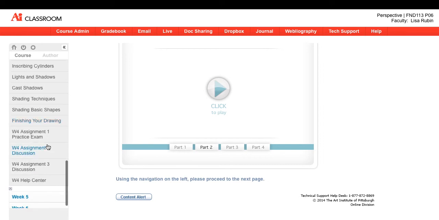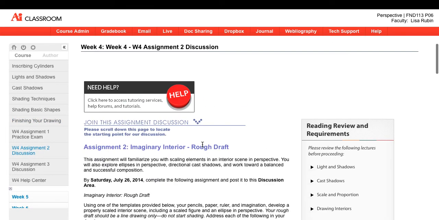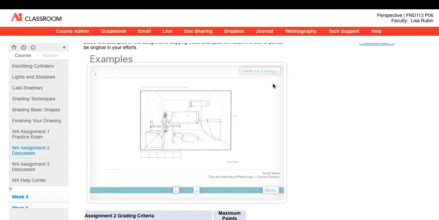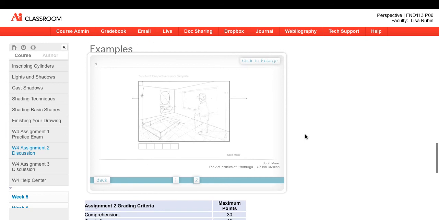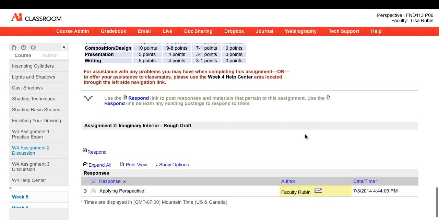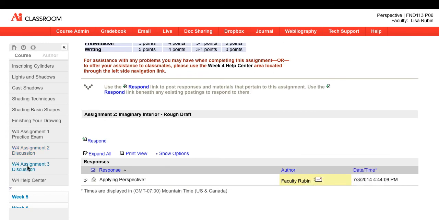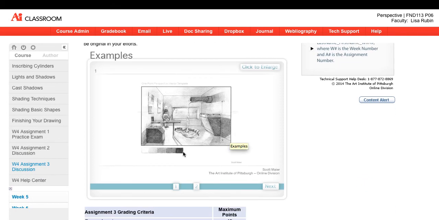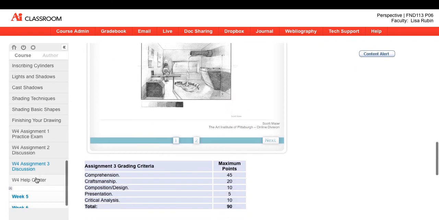Okay, let's look at our assignment and see if we can find a good example. So for this assignment, make sure that you take the time to map out everything, including your cast shadows. Alright, and you can use 1 or 2-point perspective. And for assignment 3, here's where, see the range of values. Notice how there's very little outlining. It's the shading that creates the edges. Okay, that's what I was just talking about.